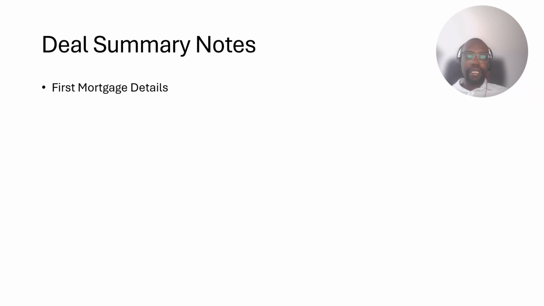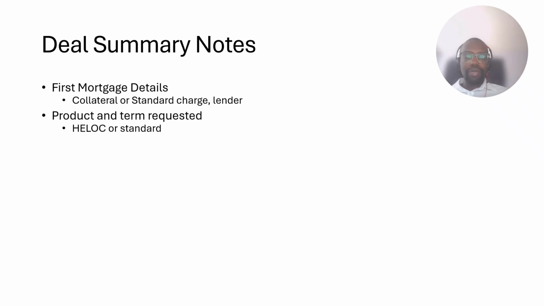First mortgage details, collateral or standard charge. So is it like a step mortgage, or is it just a standard mortgage charge? And who's the lender? It's Scotia, Manulife, etc. Right? Just some straightforward details. Product and term requested. So are you looking for just a 1 year term or potentially longer? Right? So we do have products that can go up to 5 years, for instance.